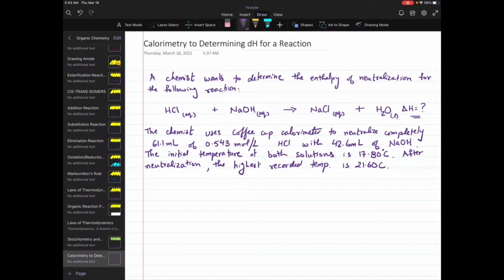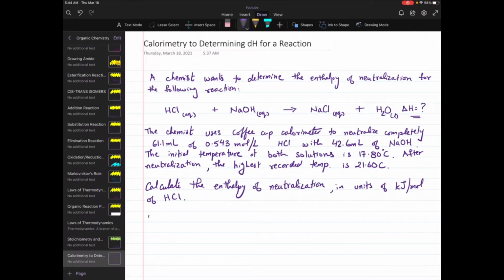The question is asking us to calculate the enthalpy of neutralization in kilojoules per mole of HCl. So you're going to be figuring out the delta H for this reaction in terms of HCl.